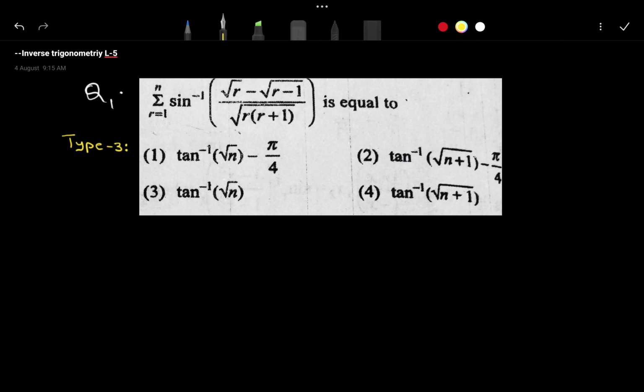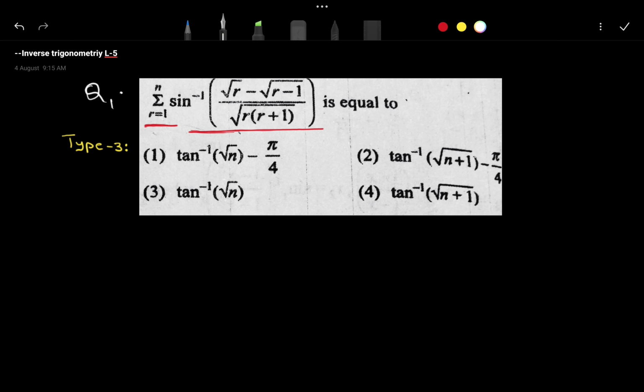Hello viewers, today we are going to discuss one more important type of question in inverse trigonometric functions, that is a series in sigma notation form. Say this question: sigma r equals 1 to n, sine inverse of (square root of r minus square root of r minus 1) by square root of r plus 1.